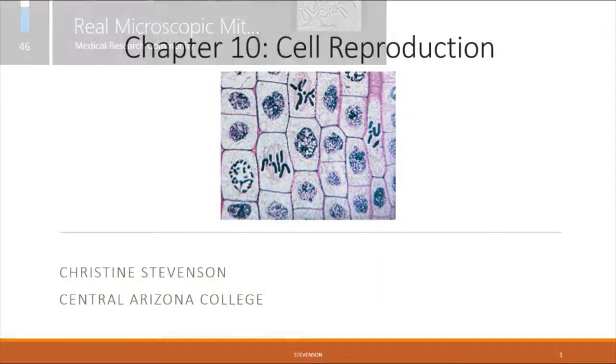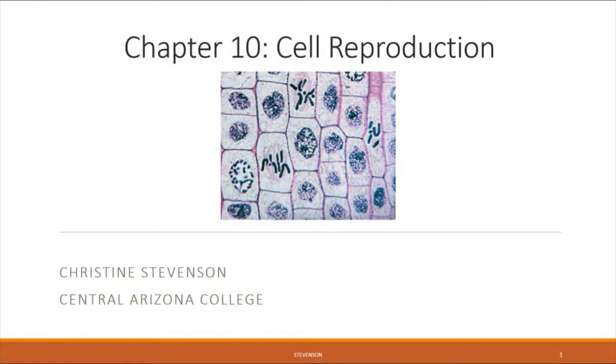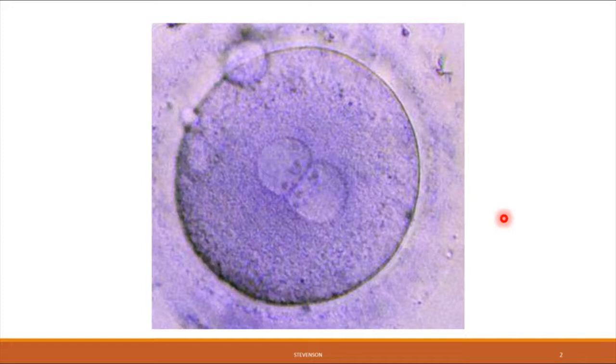Hello, everybody, and welcome to the Chapter 10 lecture on cell reproduction. We're going to start this lecture off by showing you one of these. So this is a type of cell as seen through a microscope, and it's a very special type of cell because this image is of a cell called a zygote, specifically a human zygote. This is the cell that you get when a sperm fertilizes an egg.